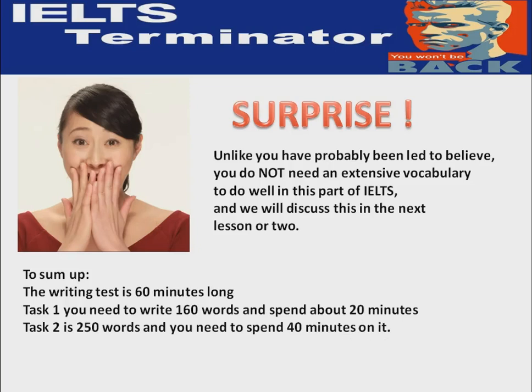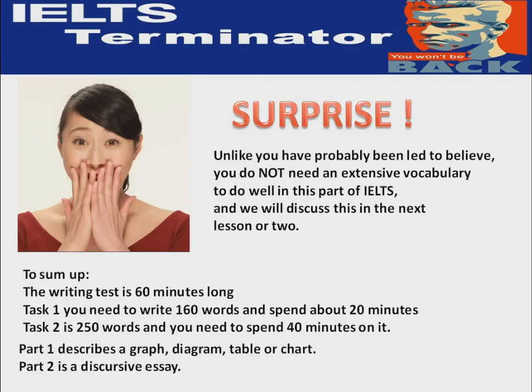To sum up the writing task for academic IELTS, the writing test is 60 minutes long. In Task 1, you need to write 160 words and spend about 20 minutes. Task 2, you need about 250 words and you need to spend 40 minutes on it. Part 1 describes a graph, a diagram, a table or a chart. And Part 2 is a discursive or argumentative style essay.